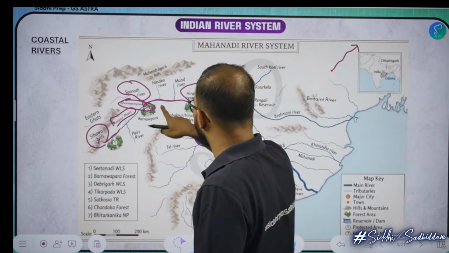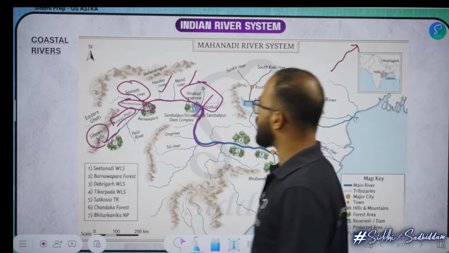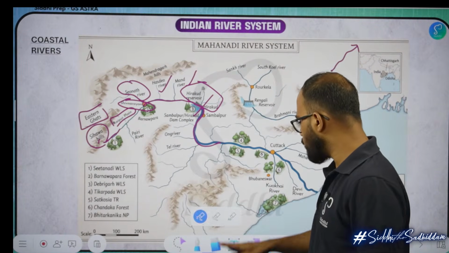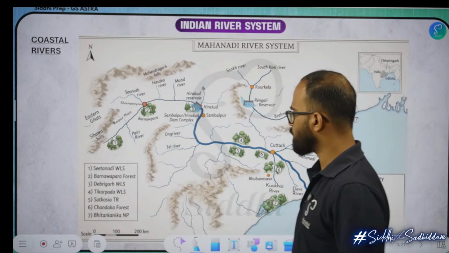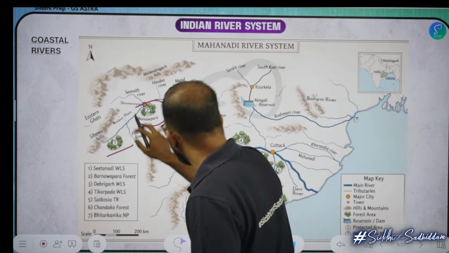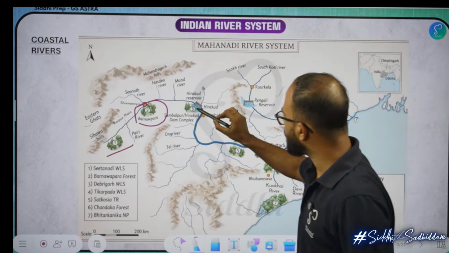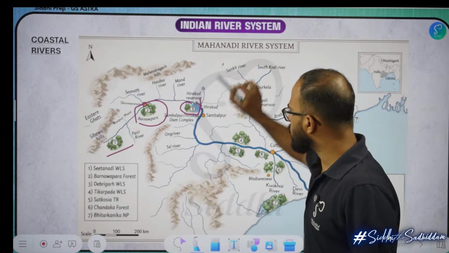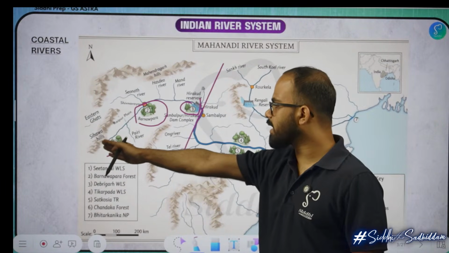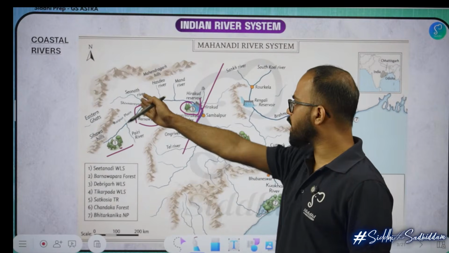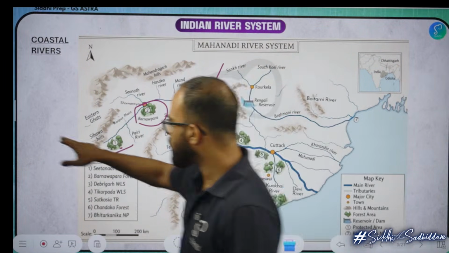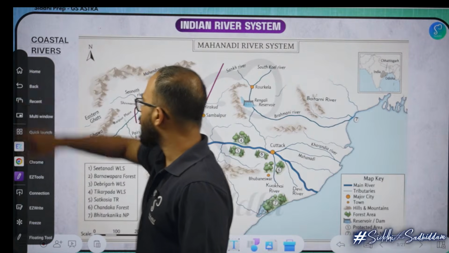And in this youth stage itself, Hasdeo Mand river comes and joins. All these are a part of Eastern Ghats. Now, in the youth phase of this river, you have Sitanadi Wildlife Sanctuary, Barnawapara Wildlife Sanctuary, then you have Debrigarh Wildlife Sanctuary. So, with respect to Mahanadi River, in youth stage, Sihawa Hills, and then towards Raipur, then towards Seonath River and Shivrinarayan.